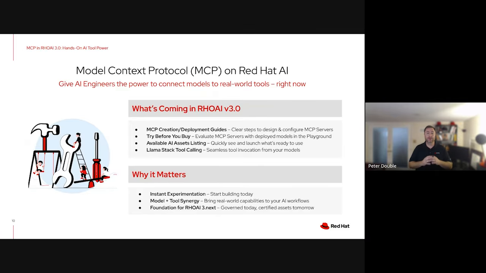Once it's up, you don't have to commit blindly. You can actually try out these MCP servers, trying out before you buy, in the playground alongside your models. So you can see how they behave before bringing them into production. All of this is surfaced in an AI assets listing. Think of it as a catalog for the MCPs that you are allowed to access as an AI engineer. So it's easy to discover what's already available.